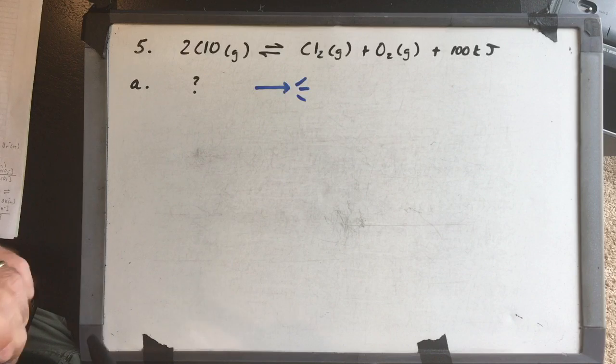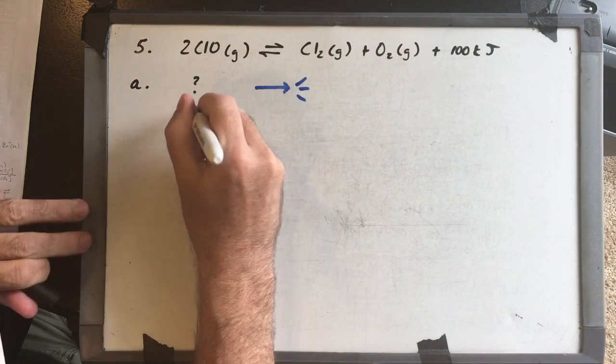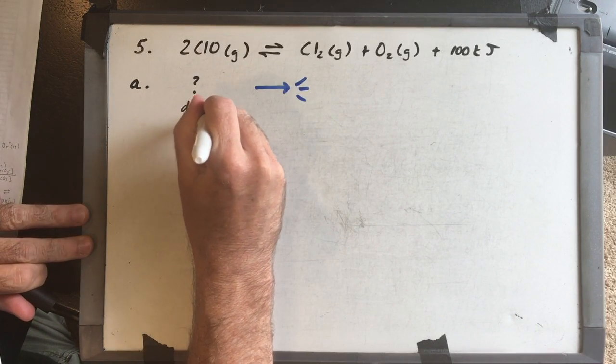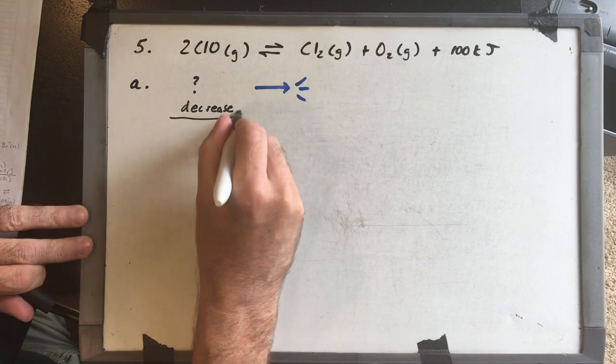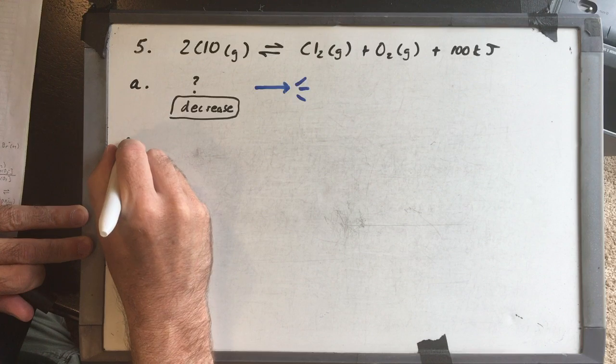Okay, so what will happen to ClO? It's going to decrease since the hose is pointed to the right.